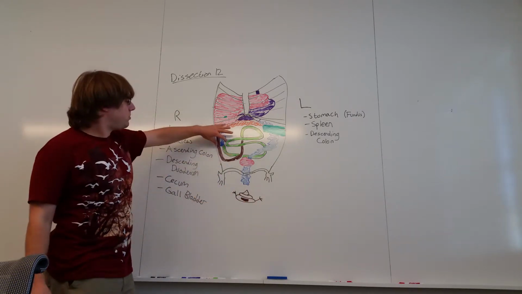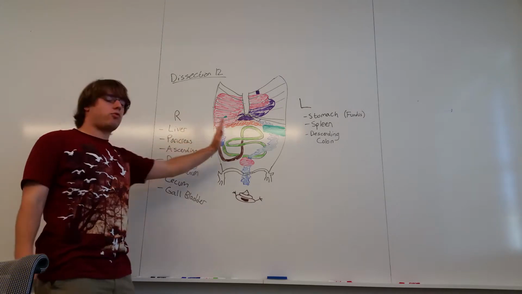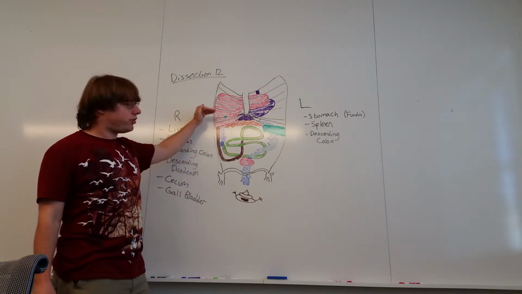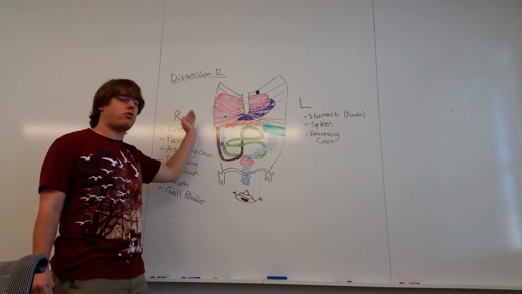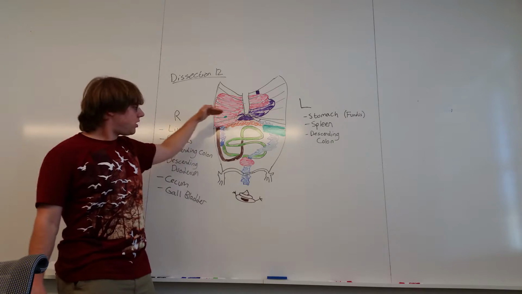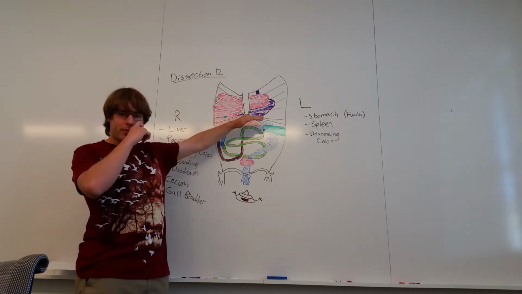I digress. As we move past the cecum, past the ileum, we're in our ascending colon, another right-sided organ. Then we will go through our right colic flexure and become transverse colon, which runs just caudal to our stomach.